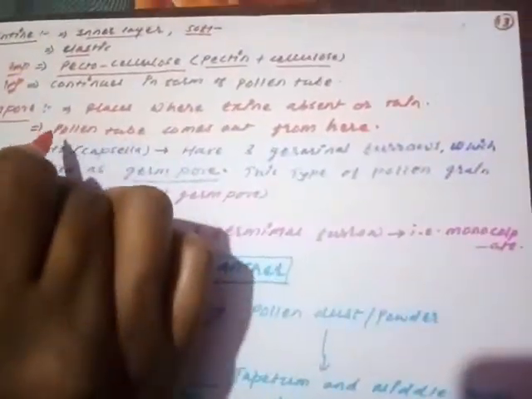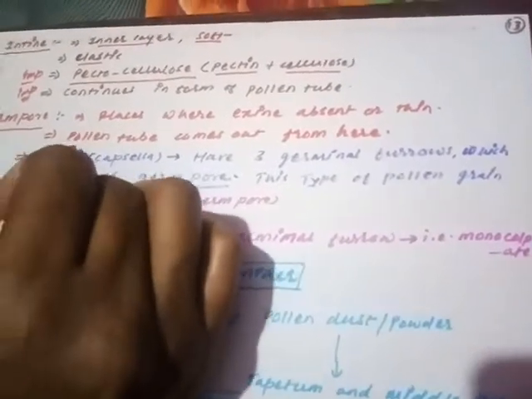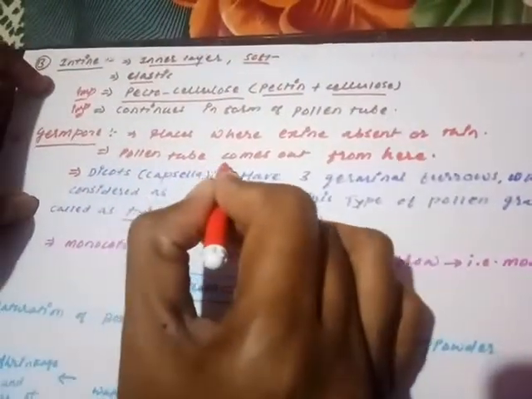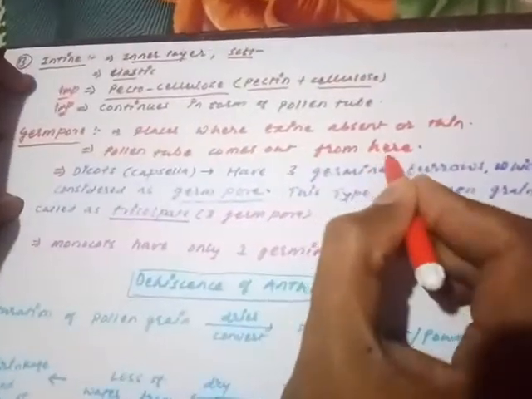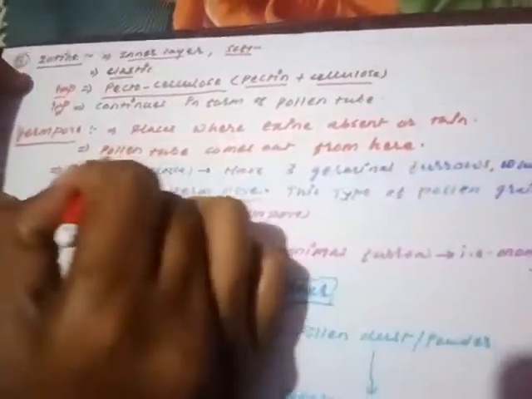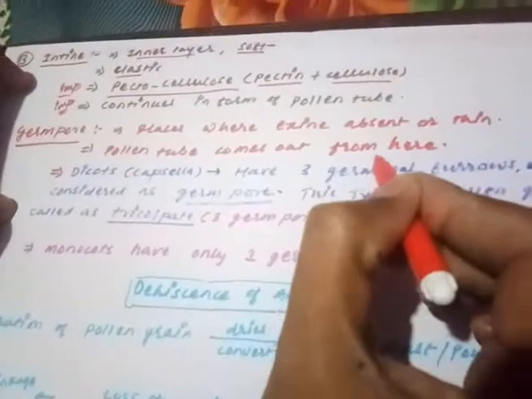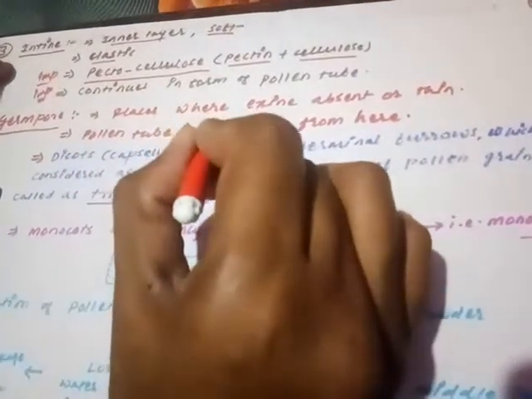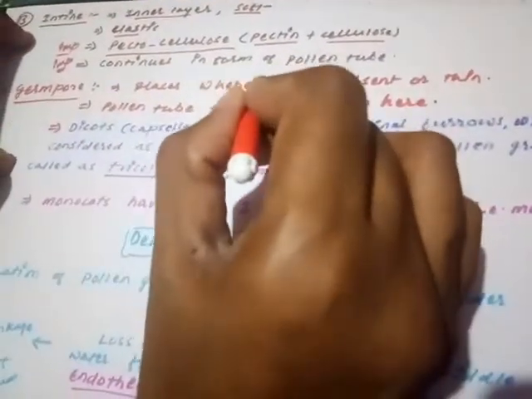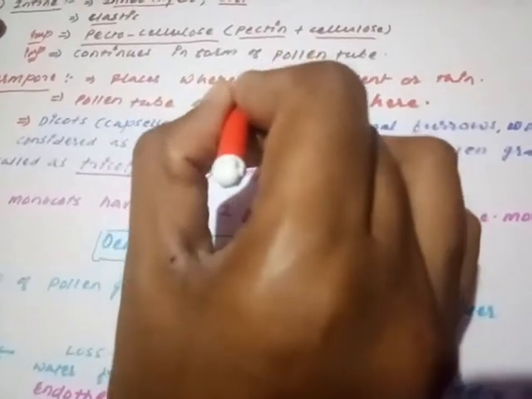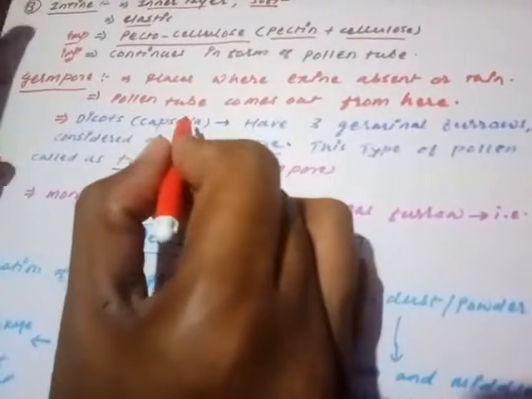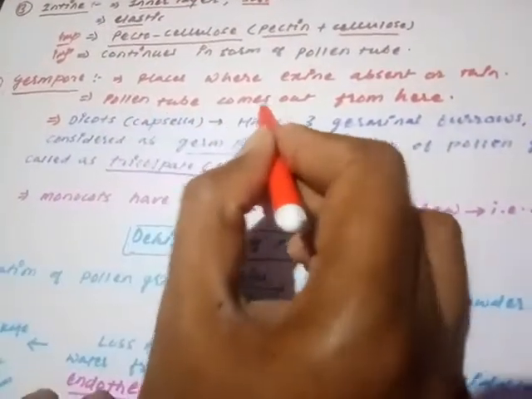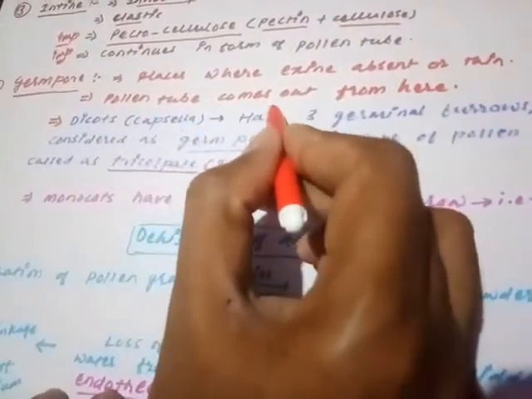So what is the importance of germ pore? Once again, germ pore is the place from where the pollen tube comes out of the pollen grain. Tomorrow in the next lecture we'll see how the pollen tube comes out. So is the point clear to you all? The places where exine is almost absent or very thin are called germ pores. And the importance of germ pore is that from this place only the pollen tube comes out.